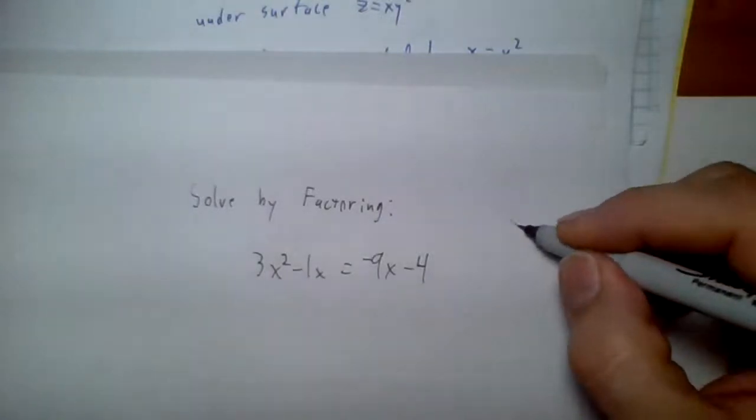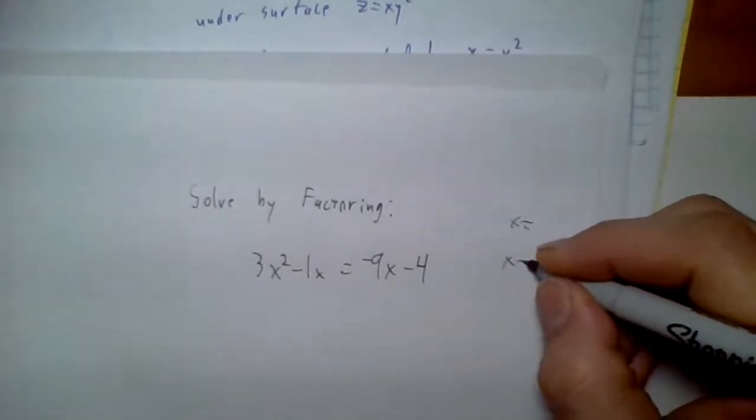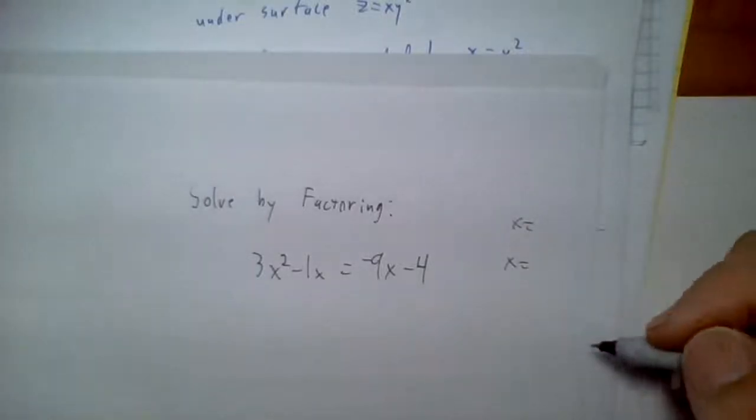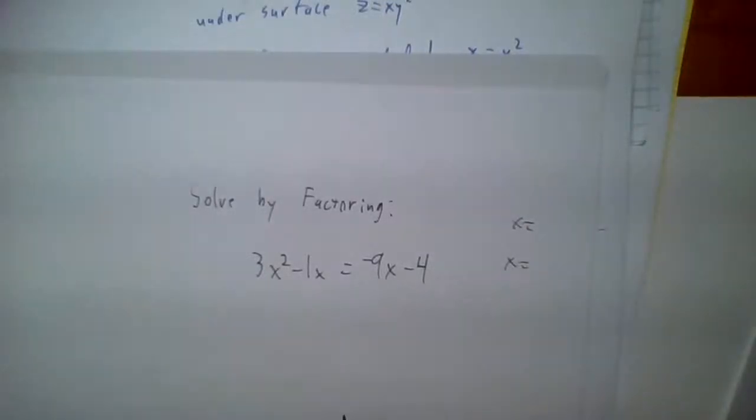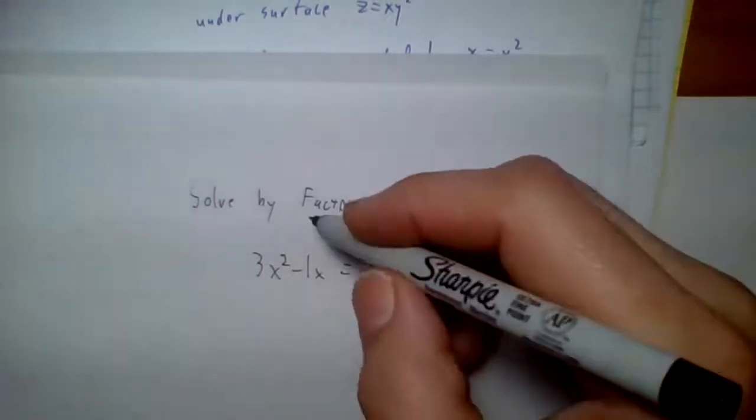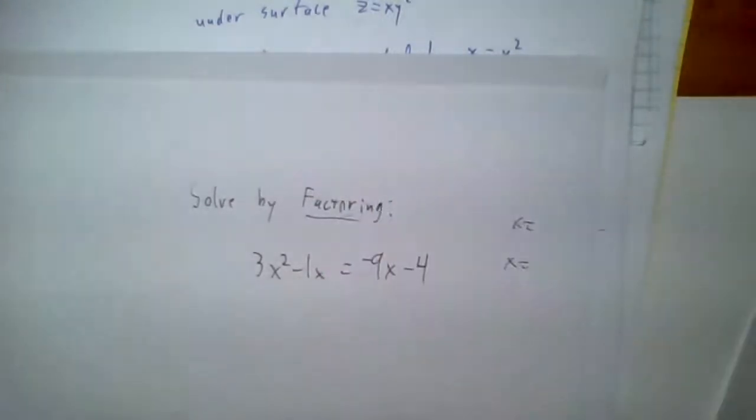I should end up with x equals whatever. Probably more than one of them, because that's the kind of equations we're working on now. They usually have 2 answers, but I'm looking for solutions, numbers that x is supposed to be equal to that make this thing true. That's the first thing you should realize. The other thing is it says solve by factoring, so it's going to involve some factoring in there.